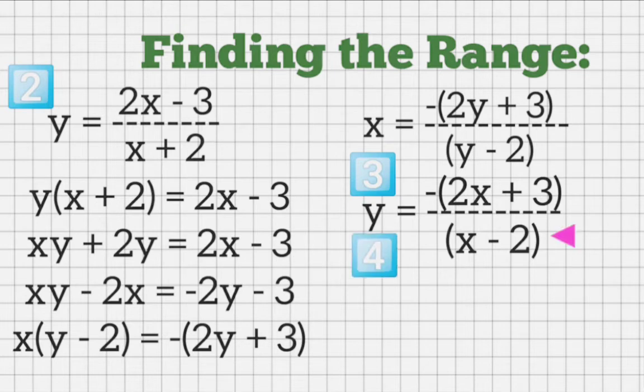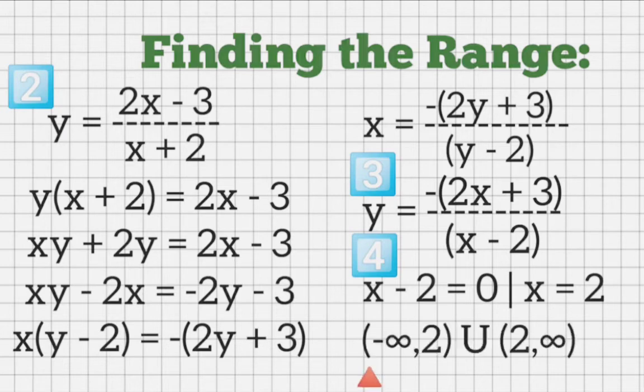Step 4, focus on the denominator x minus 2. Equate this to 0. This will become x minus 2 is equal to 0. Transposing negative 2 to the right, this will become x is equal to positive 2. This means that the range are all real numbers except positive 2. Represent the range using interval notation. The interval notation of the range is open parenthesis, negative infinity, comma, positive 2, close parenthesis, union, open parenthesis, positive 2, comma, positive infinity, and close parenthesis.